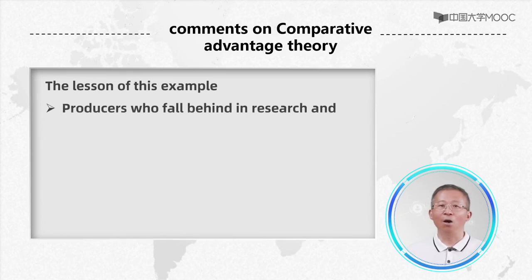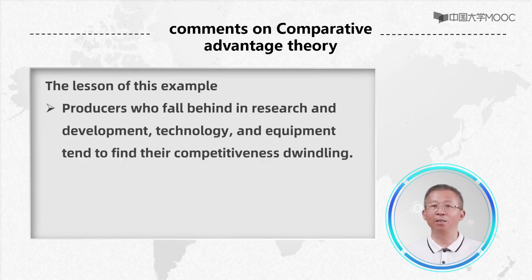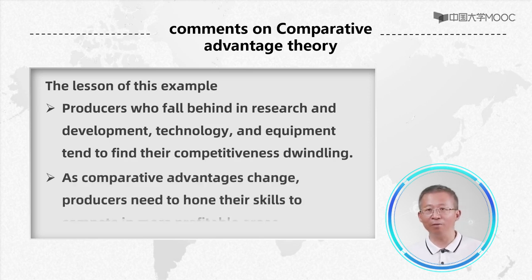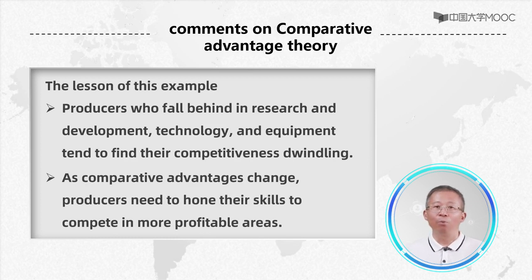The lesson of this example is that producers who fall behind in research and development, the technology and the equipment, tend to find their competitiveness dwindling. As competitive advantage changes, producers need to hone their skills to compete in more profitable areas.